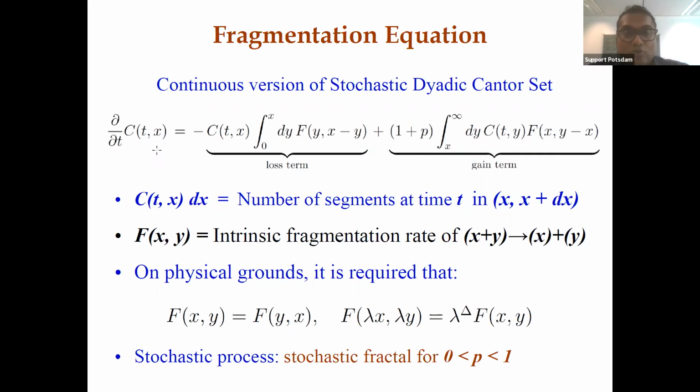So it can go down by a loss term, namely a segment of size x can split, so you will lose them, or a segment of size y bigger than x might split into a segment of size x. In this way you have this gain term. I'm going to tell you what this f means, but roughly you now know what this gain term means. And we have this factor 1 plus p, because after two parts are split to give you a segment of size x, one of them might be thrown away. That's why we have this factor 1 plus p. If you don't throw it away, the factor would be 2 instead of 1 plus p.